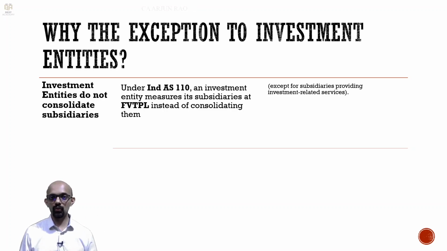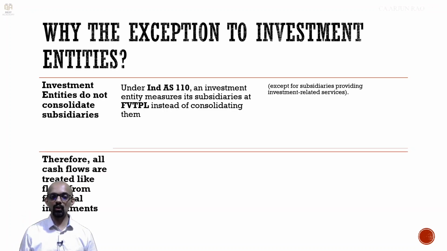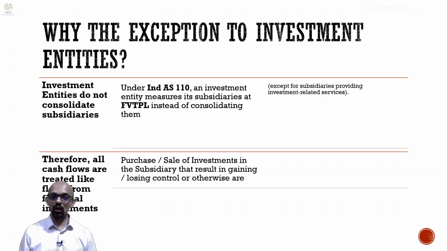So because of this rule, for an investment entity, all cash flows. So an investment entity purchases 60% shares. That is anyway investing activity. Sell 60% shares, losing control. That is also investing. Even for other entities also it will be investing. But from 60 it makes it 80. That is not treated as a financing for an investment entity. That will also be investing only. So all cash flows, either gaining control, losing control, or otherwise, they are all treated as investing activities only.